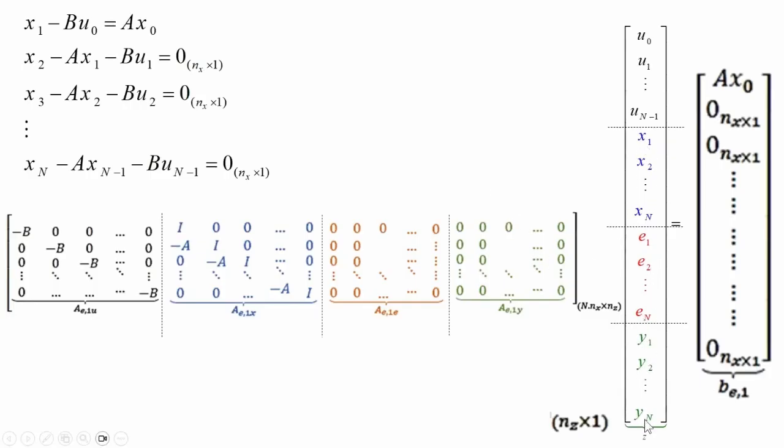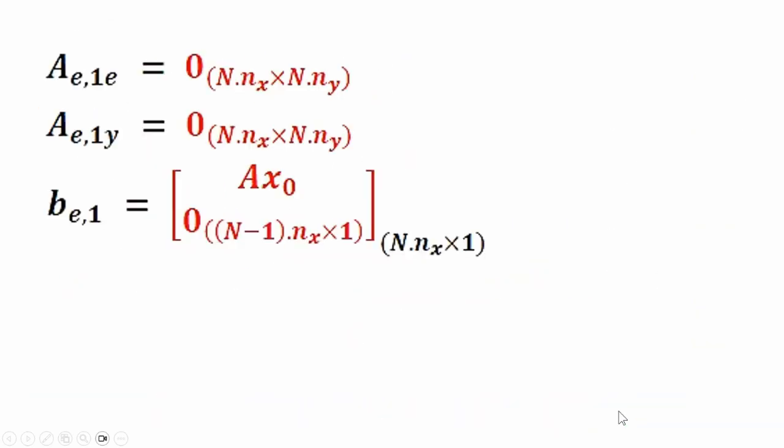And finally, we also have the y part, which is also 0. How many rows? The same, n times nx rows. And how many columns? The same as n times ny, because y and e have the same dimension.